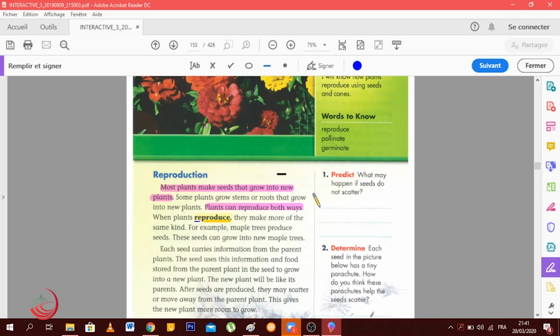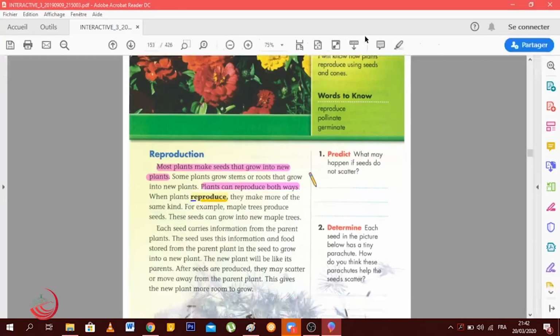So they make, let me just bring the highlighter again, they make more of the same kind. So we talked about this, and we said that an apple tree reproduces into an apple tree. Very good. So for example, maple trees produce seeds. These seeds can grow into new maple trees. So the seeds of a maple tree will not grow into an orange tree, right?